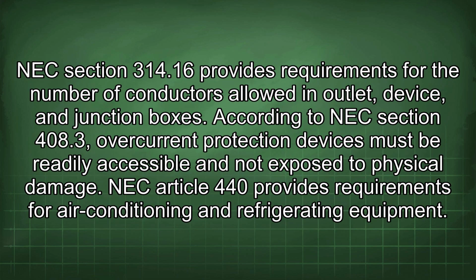NEC Section 314.16 provides requirements for the number of conductors allowed in outlet device and junction boxes. According to NEC Section 408.3, overcurrent protection devices must be readily accessible and not exposed to physical damage. NEC Article 440 provides requirements for air conditioning and refrigerating equipment.